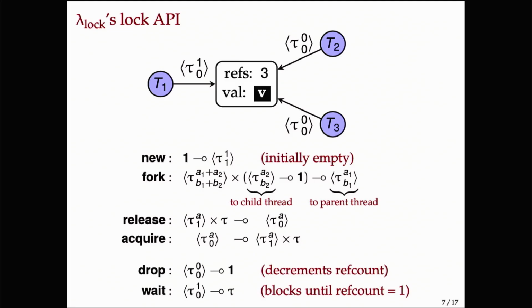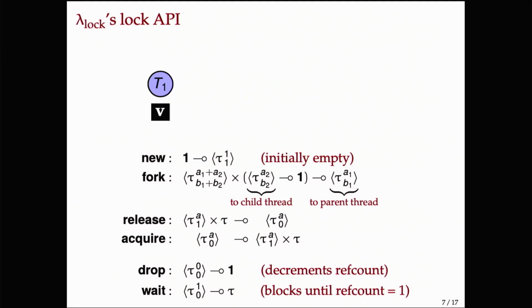Okay, the last two operations are drop and wait. So what drop does is it just throws away the reference, but we can only do that when we have no obligations. So for example, T2 can do that, and T3 can do that. And then finally, we can call wait, and wait blocks until the reference count is 1, and then gets the value out. So you see that here.